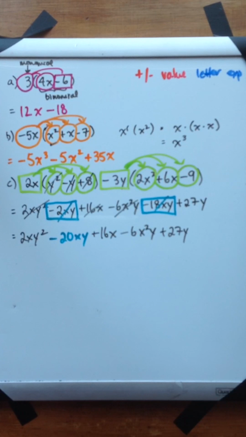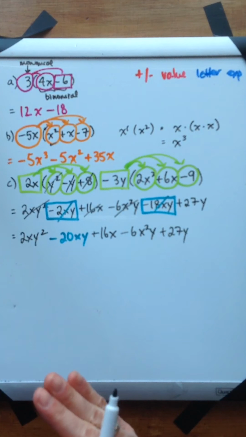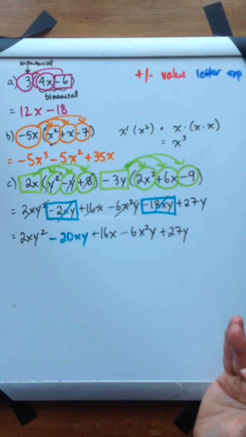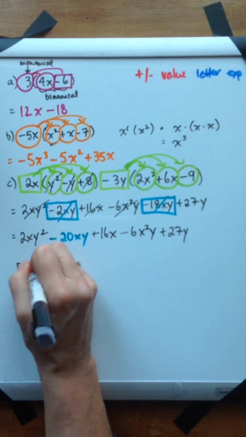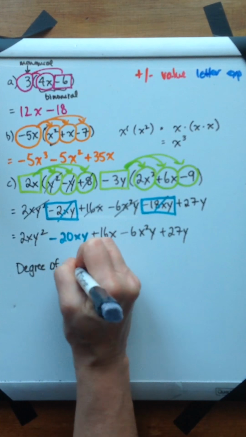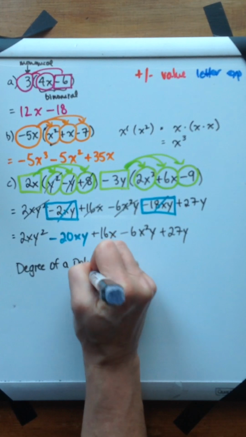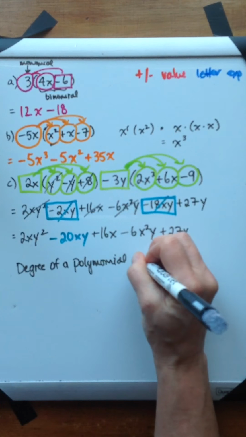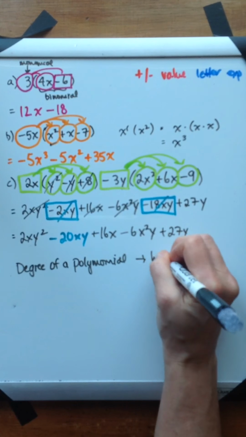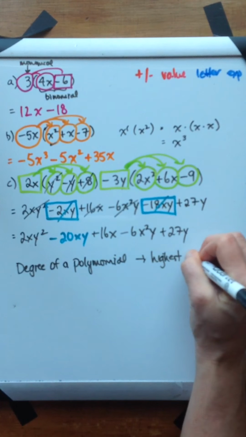So there's a quick review of what a term is, the parts of a term. The other thing I want to let you go with before I stop the lesson is I want to talk about degree of a polynomial. Now, degree of a polynomial is simply its highest or its greatest exponent value.